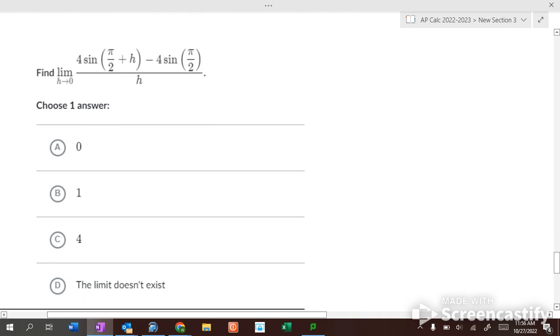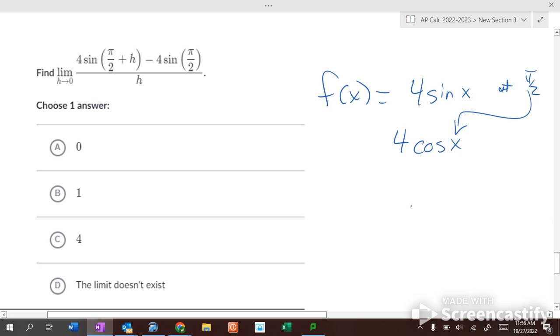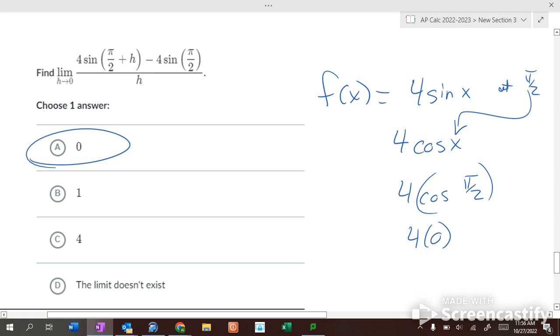What's this one going to be? What's f of x here? You're really right there, but 4 sine of x at pi over 2. Exactly. So what's the first derivative of 4 sine of x? 4 cosine of x. If we stick in the pi over 2, it's 4 cosine of pi over 2. What's cosine of pi over 2? 0. So it's 4 times 0, which is 0.